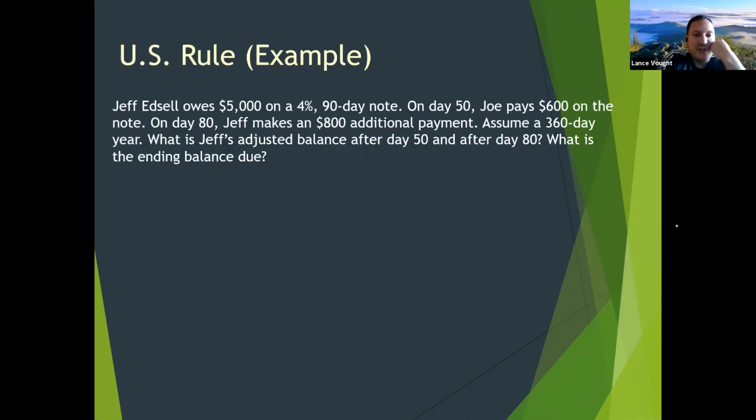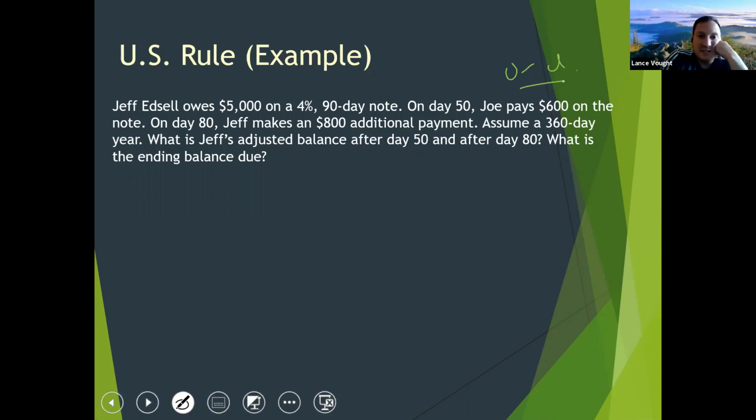So if Jeff Edsel owes $5,000 on a 4% 90-day note, but on day 50, Joe pays $600 on the note. On day 80, he makes an additional $800 payment. If this is a 360-day year, so we're using the ordinary method here, what is the ending balance due?